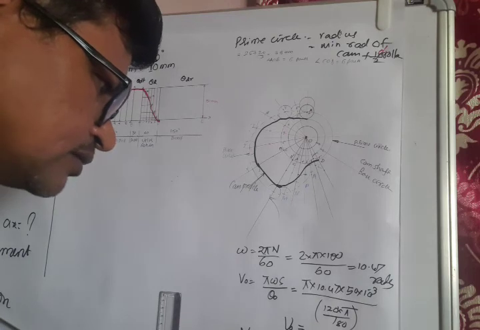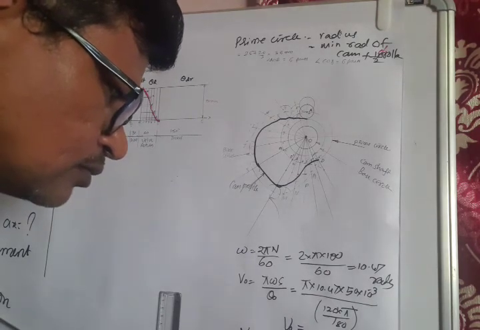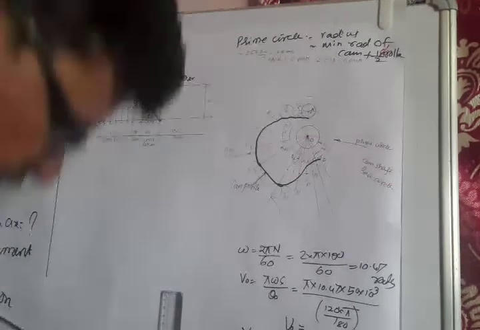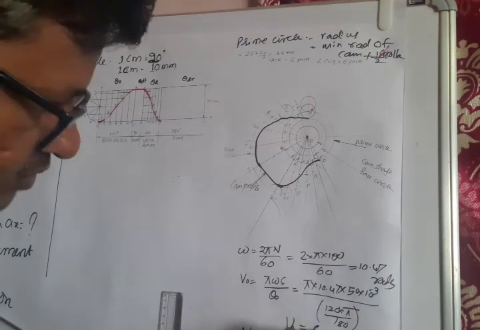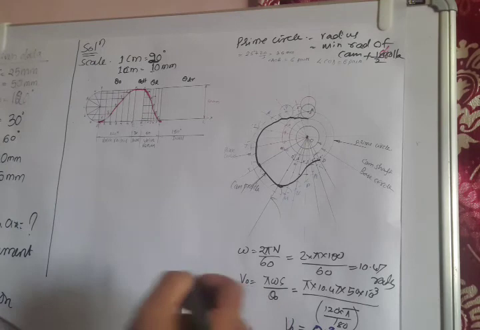So quickly calculate. 0.78? Correct. Pi radians equal to 180 degrees, just to calculate this portion. So 120 into pi. 0.39. Okay, so 0.39 is the correct answer, in meters per second. Now you find out the velocity at the return stroke.